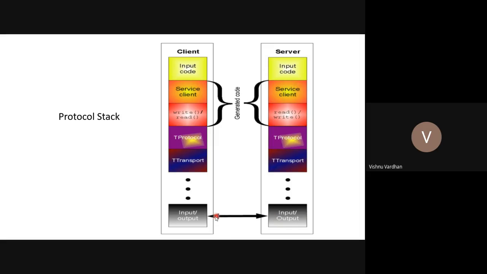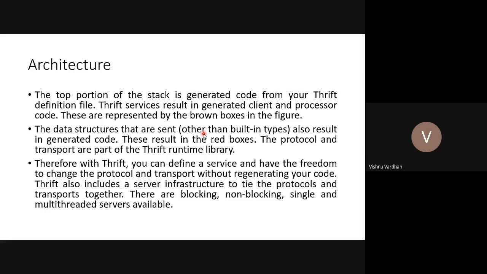Similarly, the client can receive the same instructions which are generated from the server, and these instructions are accumulated at the input output layer and passed on to the T transport layer. Then it goes to the T protocol layer, then read and write operations, service client, and in that way the client can understand what is to be done with those instructions.